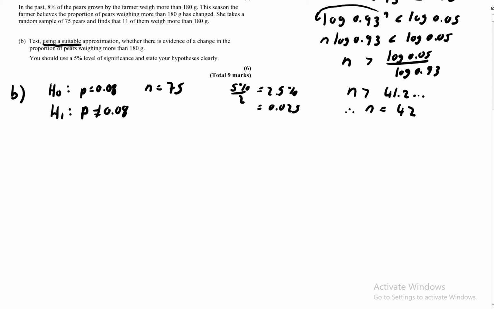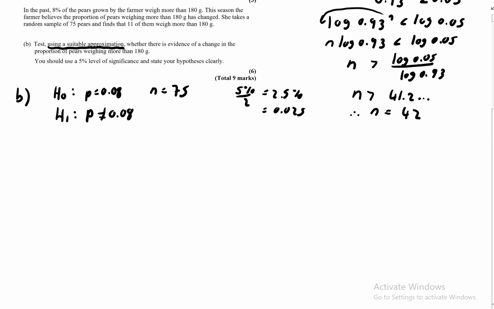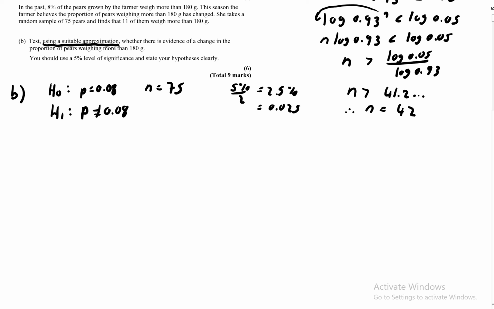It says using a suitable approximation, so you have to use an approximation. The only type of approximation we use in FS1 is a Poisson approximation. And we can see the n value is large and the p value is small, so it makes sense to use a Poisson approximation. So the binomial with an n value of 75 and a p value of 0.08 turns into a Poisson. We find the average lambda value for Poisson by timesing n and p. We get 6.